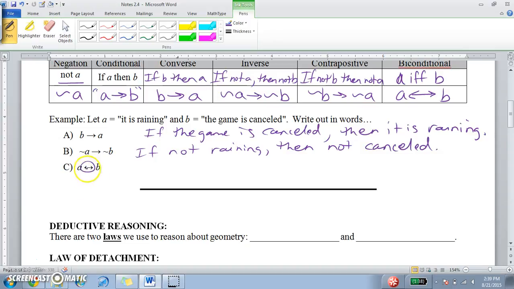This right here, the double arrow, means if and only if. So remember, we don't write the if at the beginning. So this would be: it is raining if and only if, remember, capital IFF means if and only if, the game is canceled.